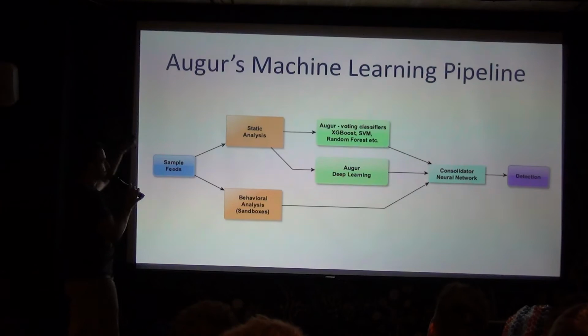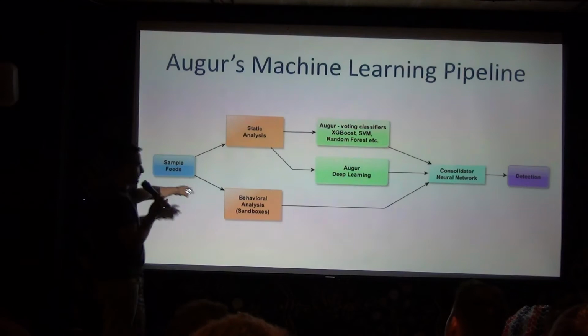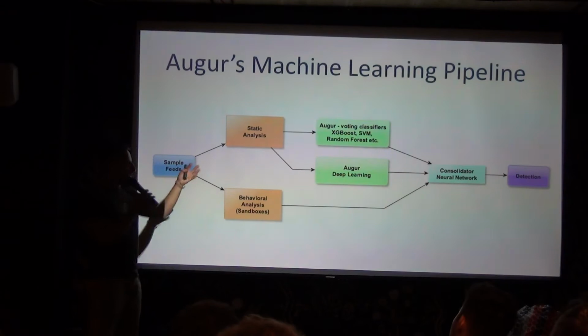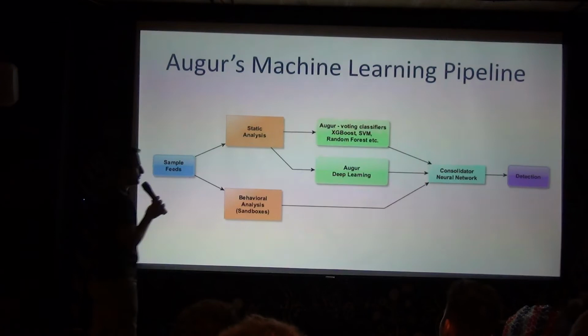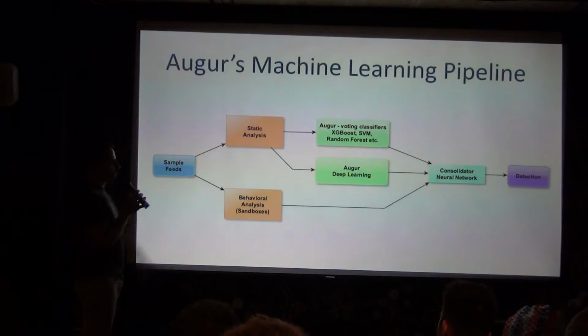So we have different sample feeds. They go into sandboxes for behavioral analysis. We do static analysis of files by file type. We extract the features. Then we have a set of voting classifiers. Basically, we use everything possible, and depending on the model, we just turn different classifiers on or off. And we have different voting systems.